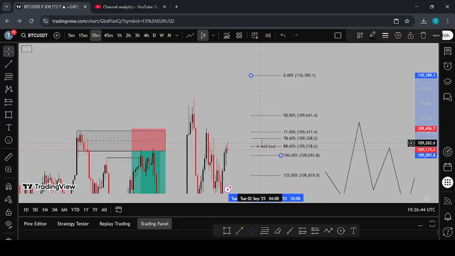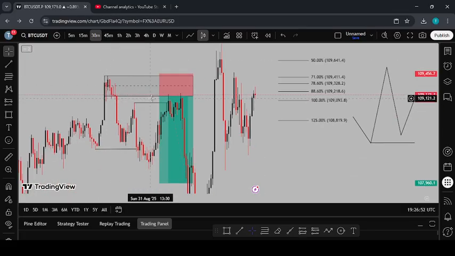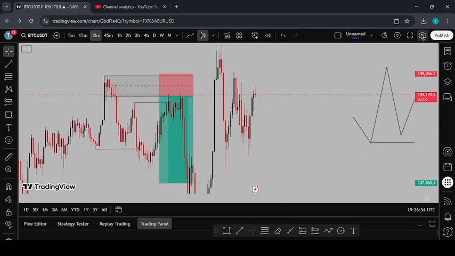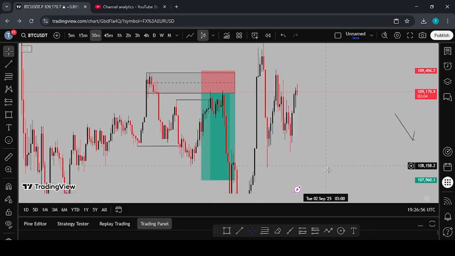78, 78.6, 88.6, and 100. So I love my order blocks to be around those regions, right? If you look at that, that is the way I picked this entry. And there's also another method that you can use to pick.